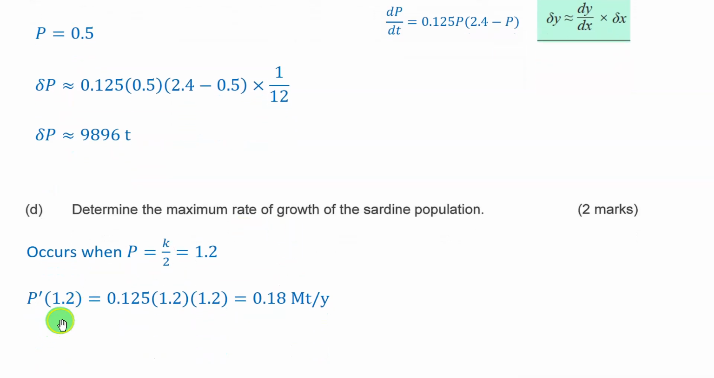And so we just need to find out what the growth rate is at this time. And again, it's not that hard. We're just substituting it into dP/dt again. 0.125 times 1.2 times 1.2, which is 0.18 megatons per year.